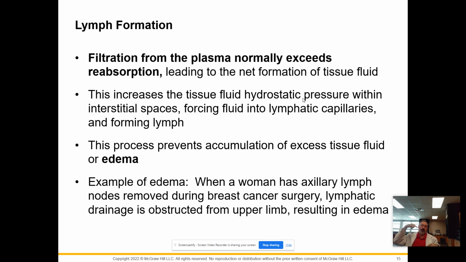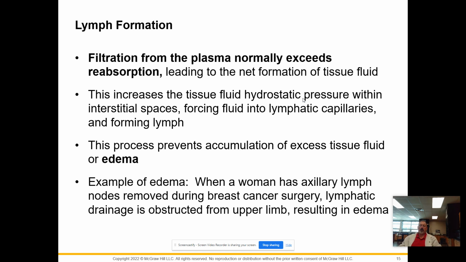This prevents the excess accumulation of this tissue fluid, which we call edema. Edema is something where you have interstitial fluid that's going to pool. Farthest away from the heart, you have the greatest amount of edema. And an example is the pitting edema. And also, you could have the way your skin responds back is another example.